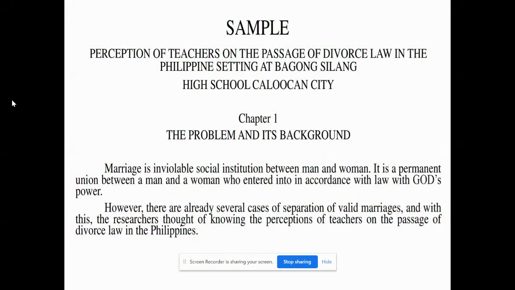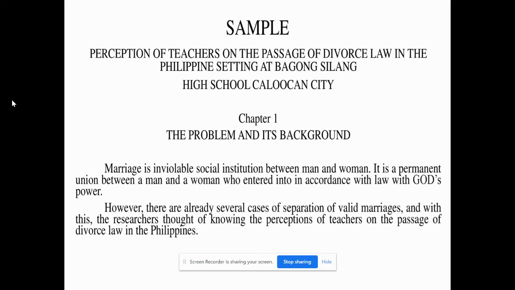So, for a clearer view of chapter 1, I have here a sample of how chapter 1 is written. So, in this particular sample, I have here the title. So, this is the problem stated by the researchers: Perception of teachers on the passage of divorce law in the Philippine setting at Bagong Silang High School, Caloocan.